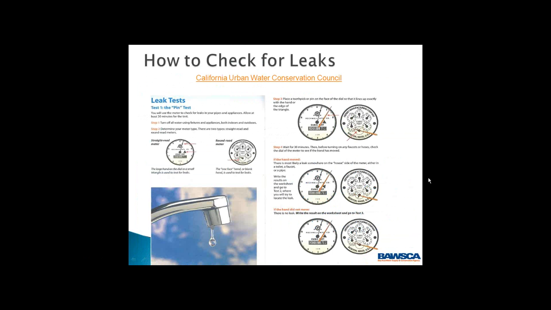This is just a quick little slide on how to check for leaks. I would recommend going to the link put up top, California Urban Water Conservation Council. They have some great ways to check for leaks on their website. But this is just one way that you can do it.